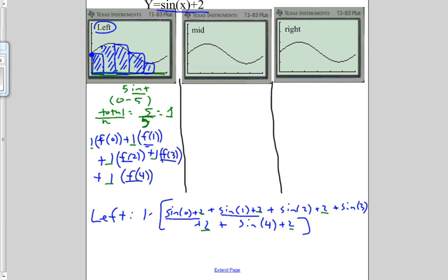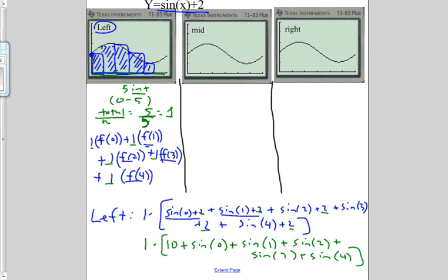So we could simplify this even further. Our left bound would be 1 times, we've got 5 plus 2's, so that's 10, plus sine of 0 plus sine of 1 plus sine of 2 plus sine of 3 plus sine of 4. And that would be my left bound approximation. Let me just jump over to the right and then we'll go back to the mid.